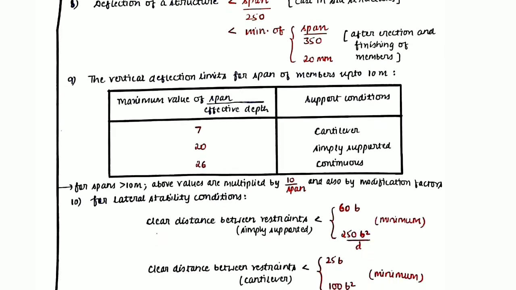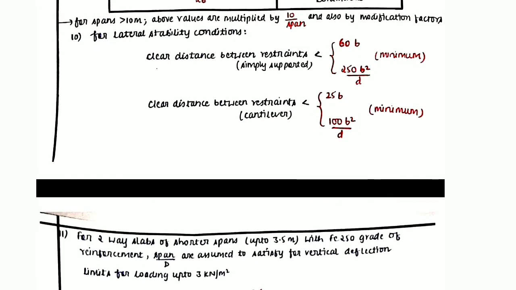Now comes the lateral stability condition. The lateral stability condition is for two cases. One is for simply supported case and another is for cantilever case. So the clear distance between the restraints should be less than the minimum of 60b and 250b square by d in the case of simply supported beam, and the clear distance between any two restraints should be less than the minimum of 25b and 100b square by d. What is b here? b is the width of the beam or any particular member, whereas small d is the effective depth of the beam or any particular member.